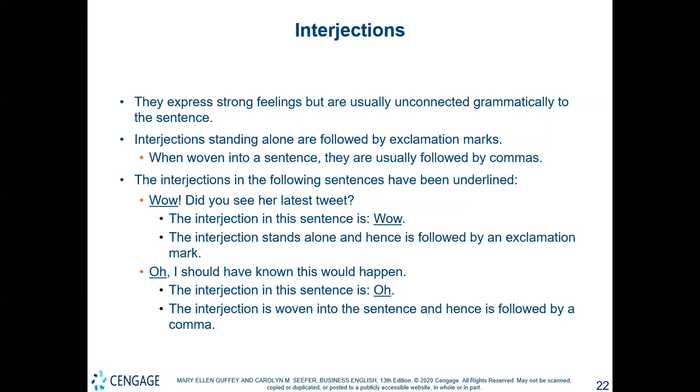Interjections express strong feelings, but are usually unconnected grammatically to the sentence. Interjections standing alone are followed by exclamation marks. When woven into a sentence, they are usually followed by commas. The interjection in the following sentence has been underlined. Whoa! Did you see her latest tweet? The interjection in the sentence is whoa. The interjection stands alone and hence is followed by an exclamation mark.